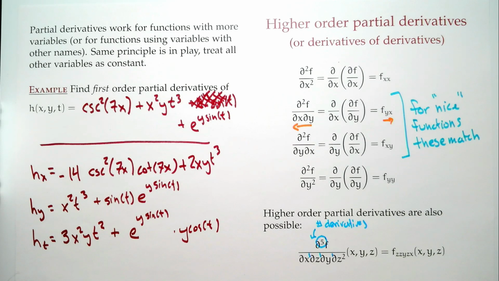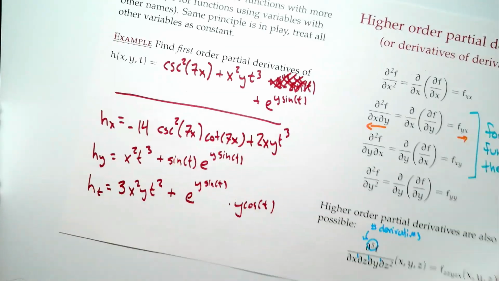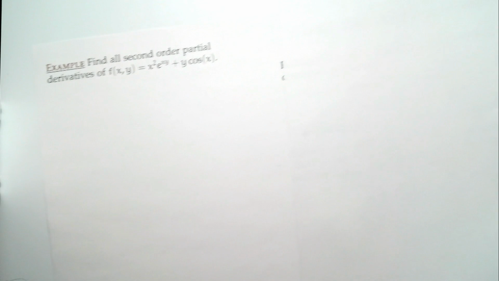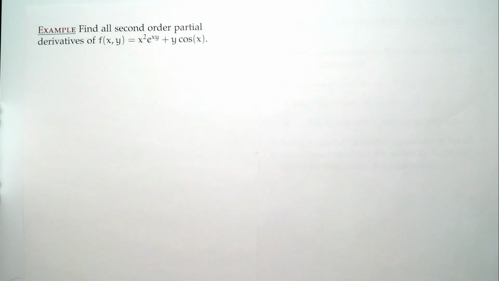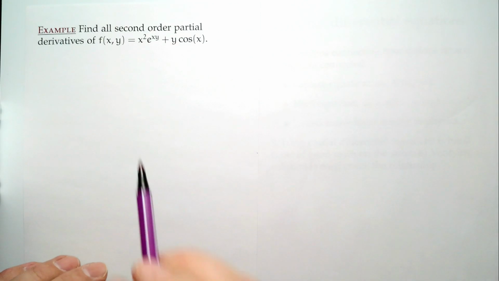But anyways, the point is you can take higher order partial derivatives. Generally speaking, we're not going to worry too much about higher orders, but we will worry about second orders because that's going to be important when we start talking about optimization, and that will be coming very soon. All right, so let's do some second order partial derivatives. Find all second order, which means that there are 4 partial derivatives, for f of x y is x squared e to the xy plus y cosine of x. So let's work our way through this.